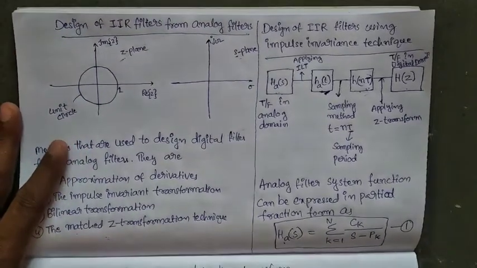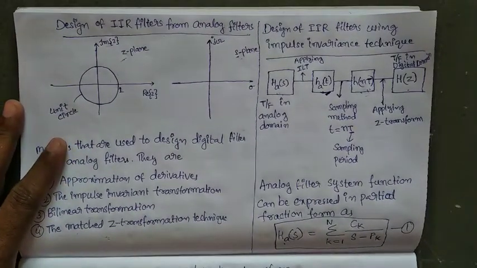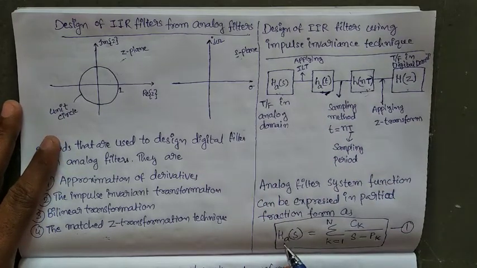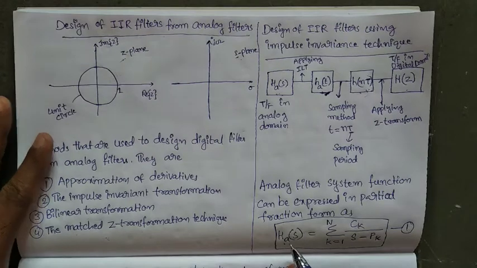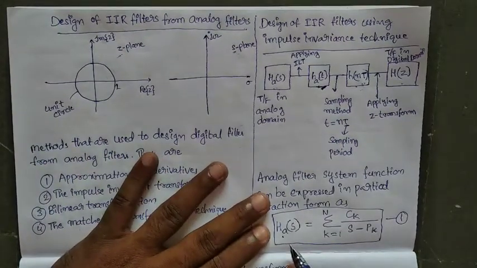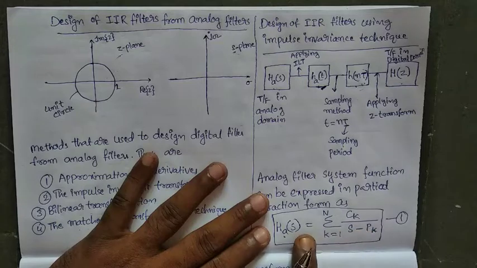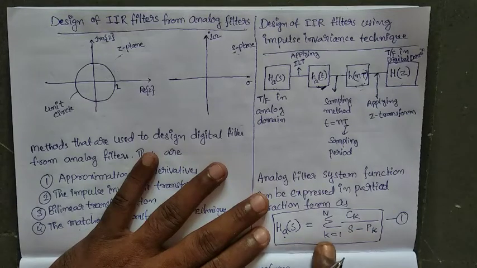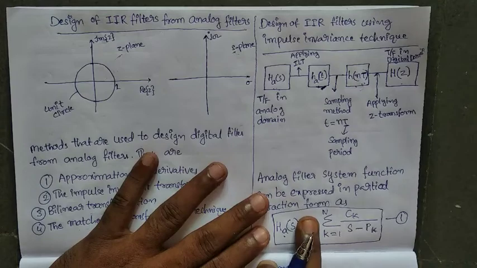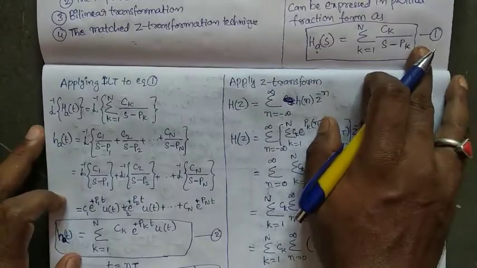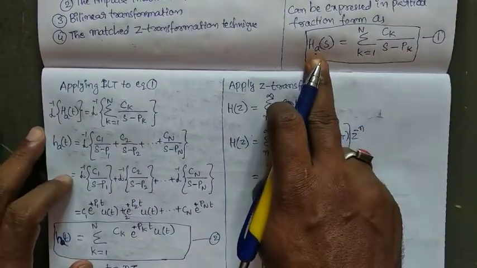First of all, we consider the analog filter transfer function. We express this analog filter transfer function in terms of partial fractions. Simply, it is an all pole filter. HA of S is equal to the summation from k equal to 1 to capital N of ck by s minus pk. I am taking this as equation 1. Then what is the next step?